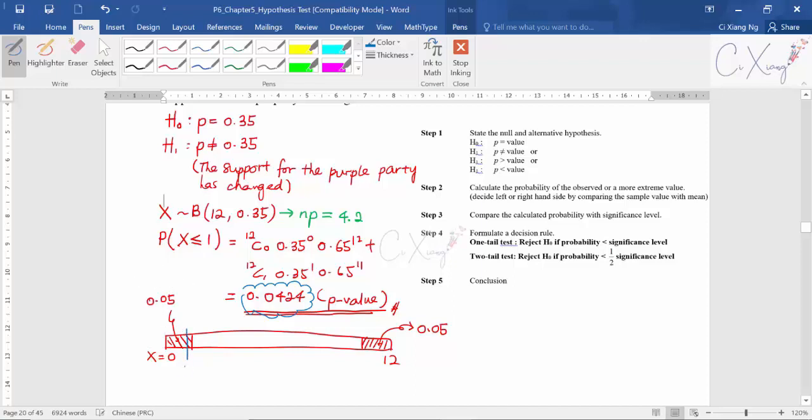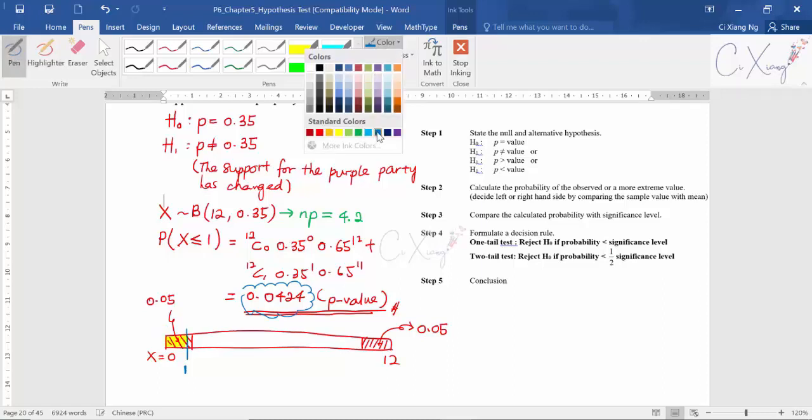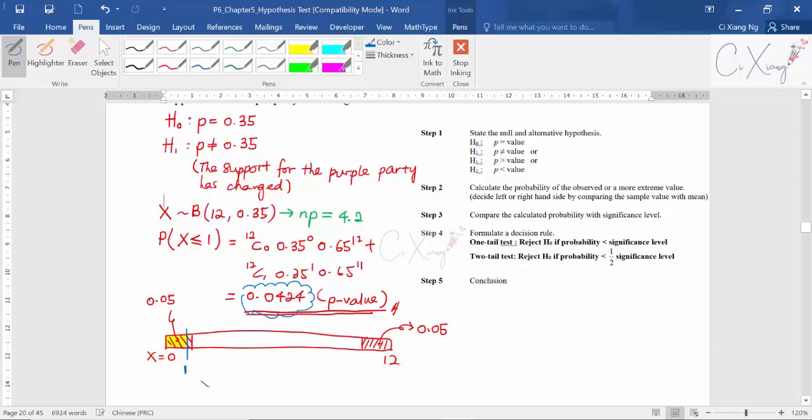Therefore, you can draw a line here. This value is 1, which means the area smaller than 1 is actually 0.0424. Very obviously, you can see that the 1 here is actually under the rejection region. From here you can make a decision and also a conclusion. For this case, you reject the null hypothesis. After that, your conclusion: the support rate for the Purple Party has changed.